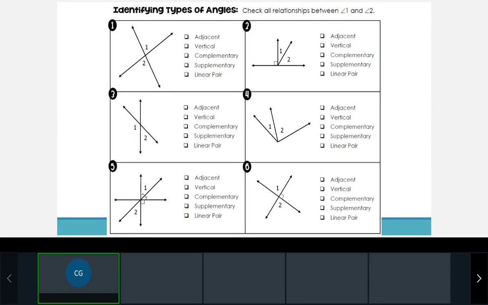I got angle 1 and angle 2. Angle 1's over here, and angle 2 is down here. They are formed by two lines that are intersecting. Now, they aren't sharing a side, so they cannot be adjacent. I don't know their measures, and so since I don't know their measures, I don't know if they add up to 90. So I can't say they're complementary. I can't say they're supplementary because, again, I don't know their measures, and they aren't even making a line. And since they aren't making a line, they're definitely not a linear pair. So the only relationship that angle 1 and angle 2 have in this picture is they're vertical. Yay. Thank you, Christian.